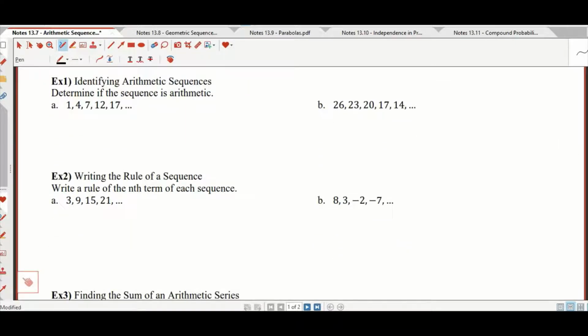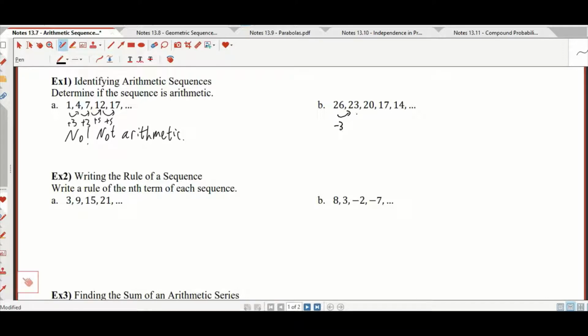Identify an arithmetic series. Determine if the sequence is arithmetic. That is, we're going to check to see if they are going up or down by the same amount each time. Now, 1 to 4 goes up 3. 4 to 7 goes up 3. 7 to 12, up 5. No. Not arithmetic, because the amount it went up by changed. It does not have a common difference.